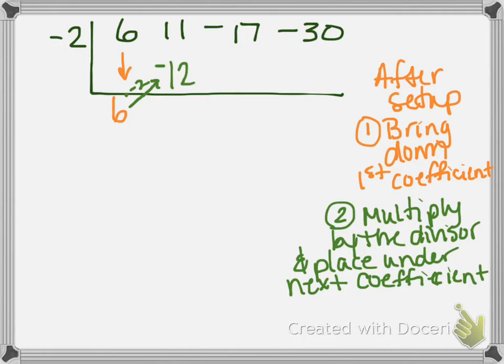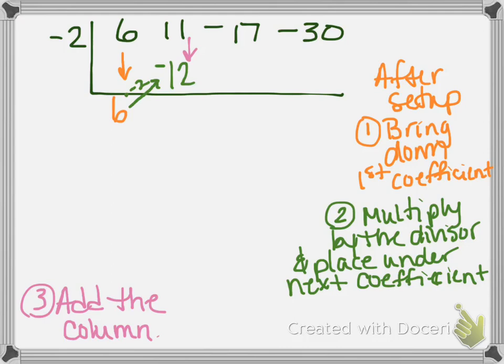Third step, I'm going to bring that over here because that cuts off that corner. Third step is add the column. So now I'm going to add straight down here, 11 plus -12, that's -1. So this little pink arrow, if you can fit it in there, maybe write add. So we add that down. And now we just repeat.